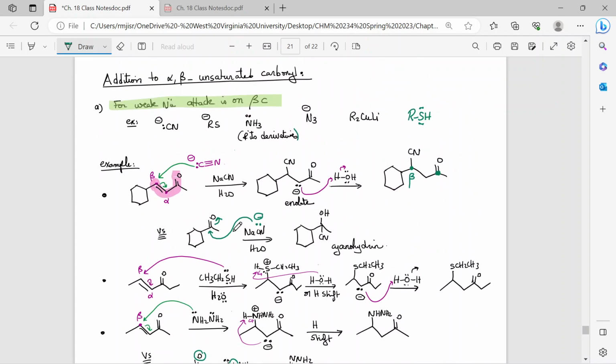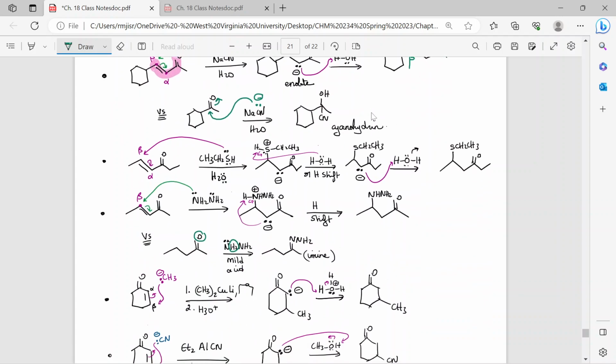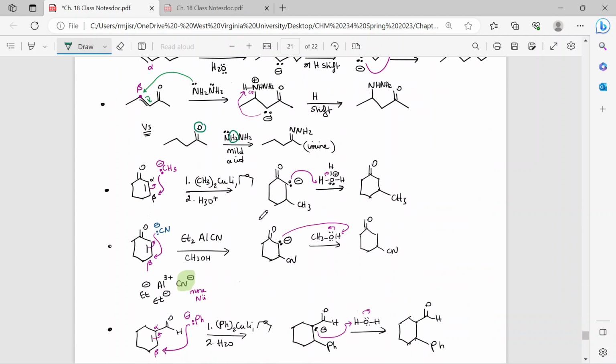Organocopper reagents also, this is the R2CuLi, this is the Gilman. So with the Gilman, this Gilman releases a carbanion. This is a weak nucleophile. It is not a strong nucleophile for these types of reactions. So the Gilman, in this case, the R is going to come attack the beta carbon, form a negative charge that gets protonated.